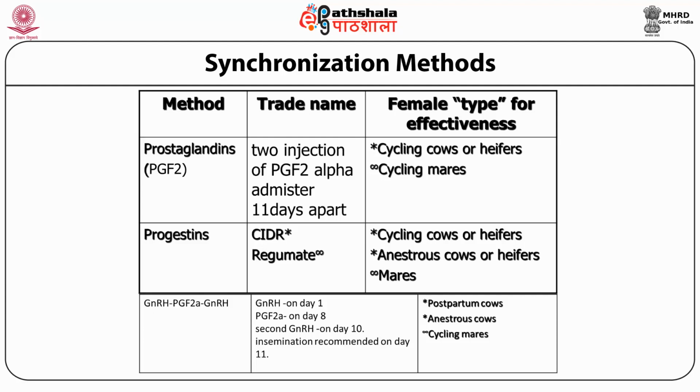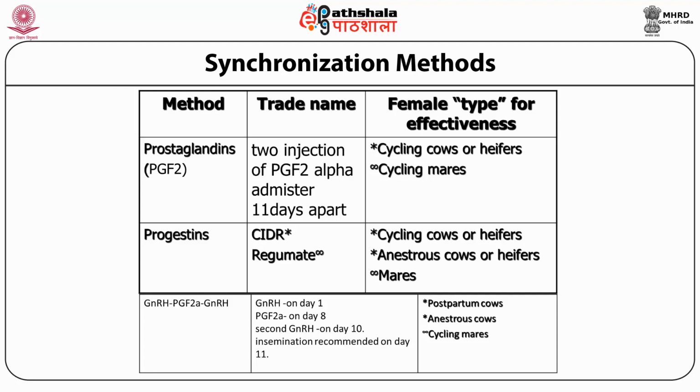CIDR is used for synchronizing the animals. CIDR stands for Controlled Internal Drug Release. This device releases drugs slowly, and it causes synchronization of the estrus cycle. On the 7th day of CIDR insertion, PGF2 alpha injection is given, and in 7 to 13 days the signs of estrus will appear, and artificial insemination can be done in that period.